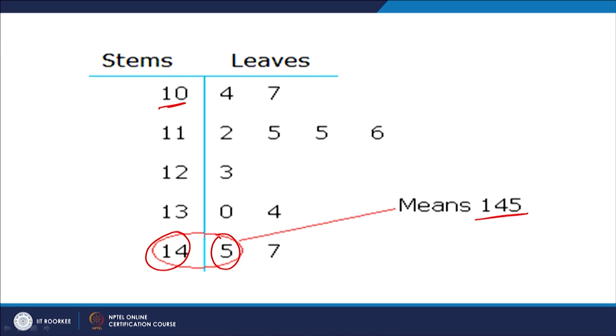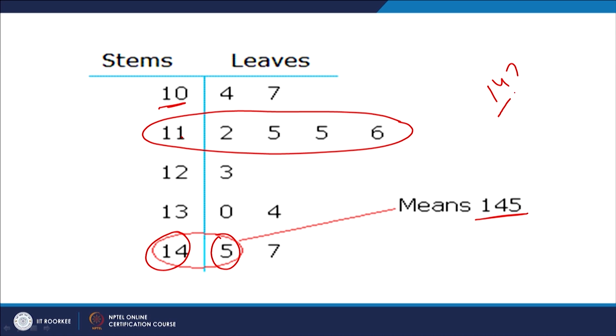So, here the data are again concentrated. This is 116. If I ask you which is the highest value in this, that would be 147, and the least value is 104.